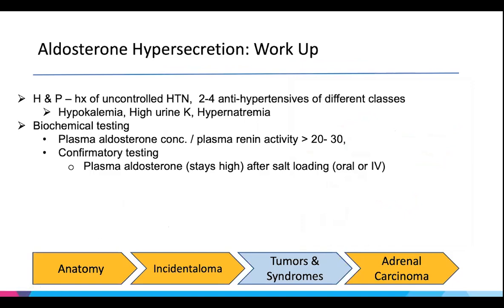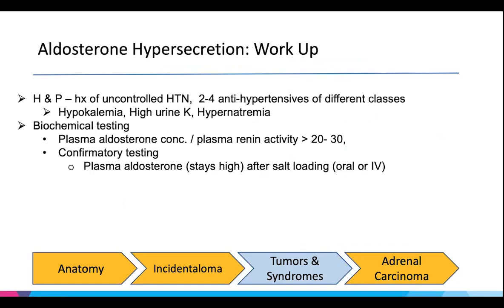So aldosterone hypersecretion workup, again, history and physical is going to be the first thing you're going to want to do. They're going to have a history of uncontrolled hypertension, having taken 2 to 4 antihypertensives of different classes and probably failed. They're going to have hypokalemia, a high urine K, and hypernatremia due to the effects of aldosterone on the kidneys.